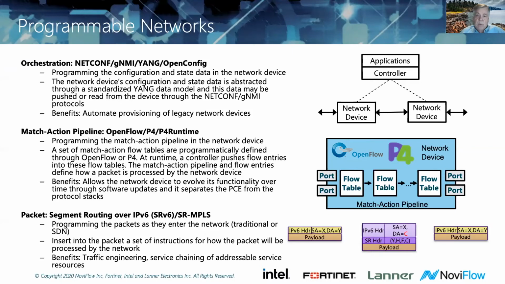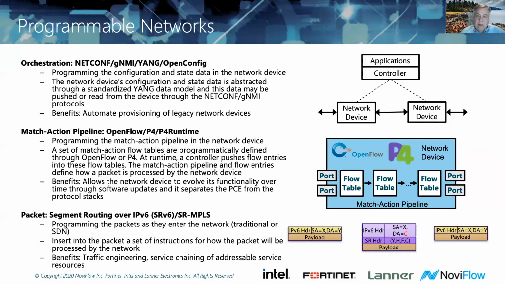This way of programming the network is used when you have distributed switching and routing protocol stacks, and the match action pipeline is hidden behind these protocol stacks. The key benefit from this level of programming is to automate the provisioning of legacy network devices, to speed up the provisioning of new services, and to eliminate manual errors during the provisioning.